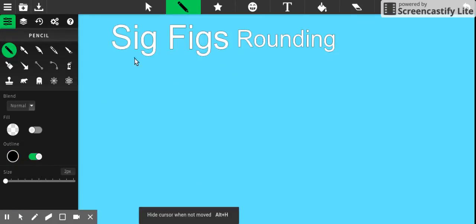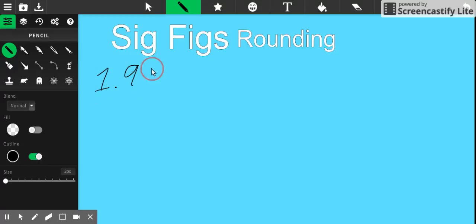Okay, now rounding sig figs. Use one straight off your test. 1.990 and then parentheses 3. Now a lot of you were asking me, what does the 3 mean? It was right in your instructions. It says round to the number of sig figs, which is the value given to you in parentheses. Here it's 3. That means we're rounding to 3 sig figs.